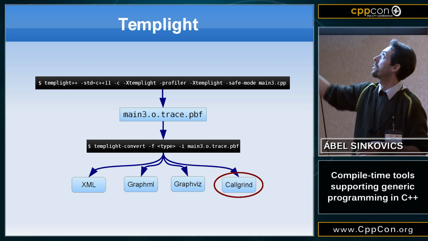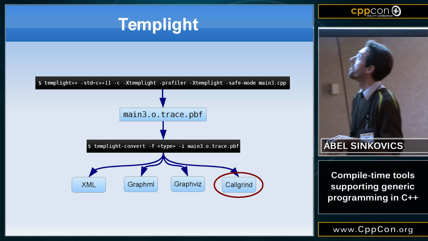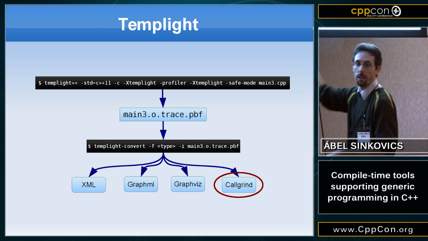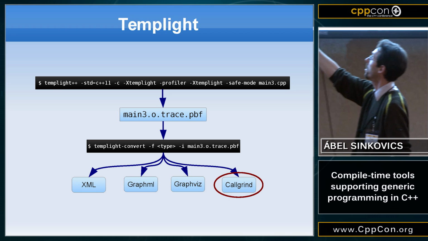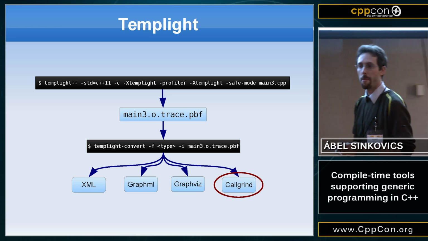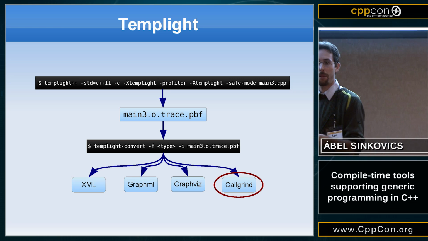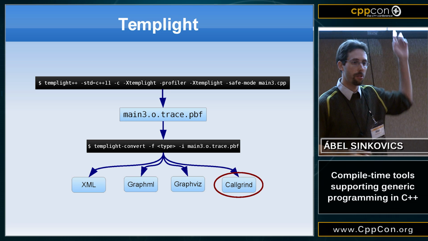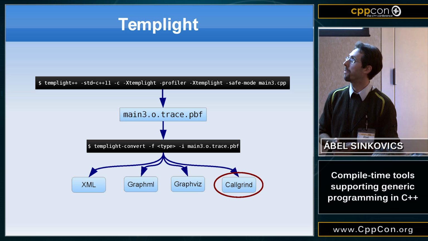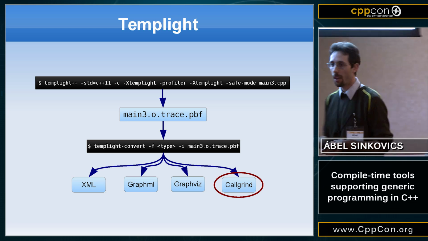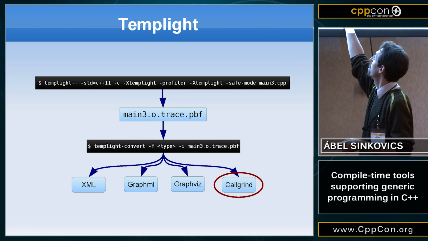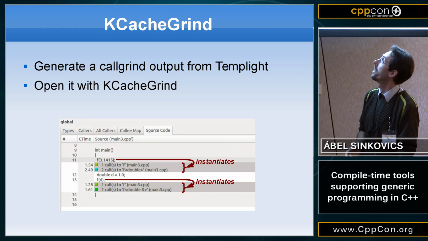It will give you a trace file, which is a protobuf file. Then you get a template convert utility, which can convert it to some format that you can easily consume. So you can get an XML report, or GraphML, Graphviz, or a KCachegrind output. What this trace contains is basically which templates were instantiated by compiling your source code, in which order, how they triggered recursive instantiations, and it also contains profiling information if you ask for it. So here, let's take a closer look at the Callgrind output.